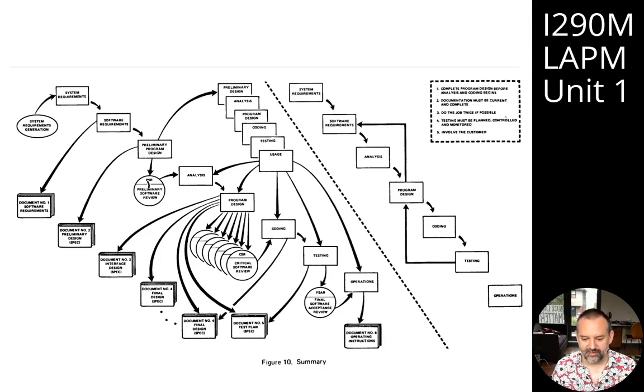And then step 5, involve the customer. So again, we're seeing something which these days, user experience design is central to software development. But even in 1970, Royce was saying, involve the customer throughout the process. And that really is one of the foundations of the agile way of thinking about software development.